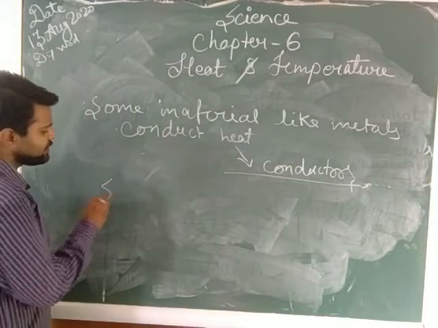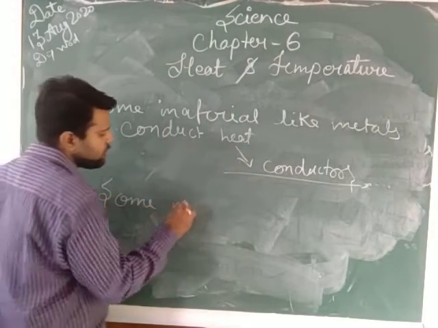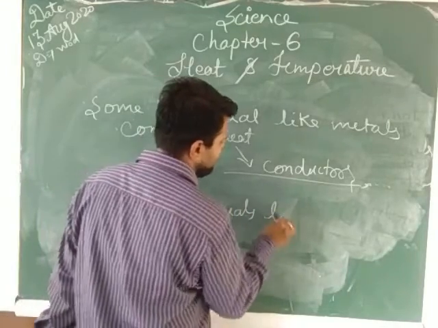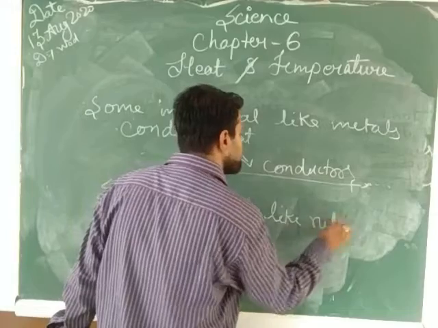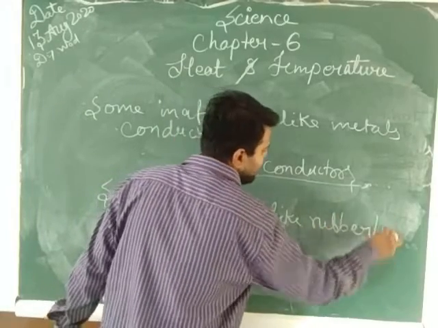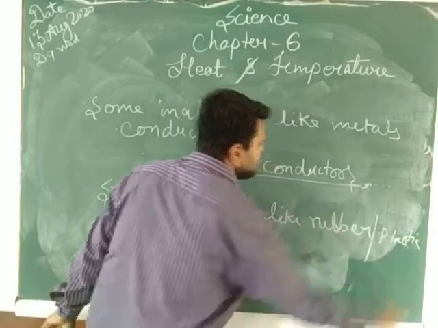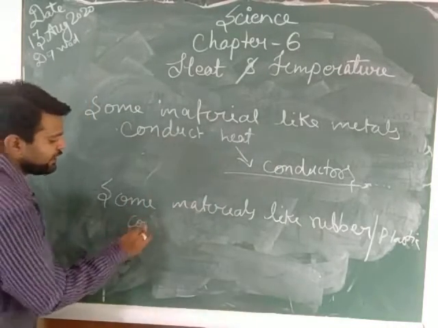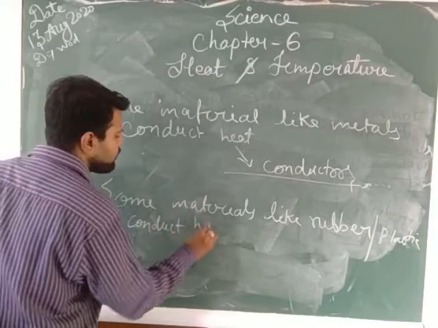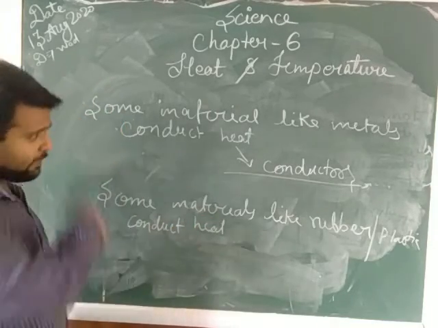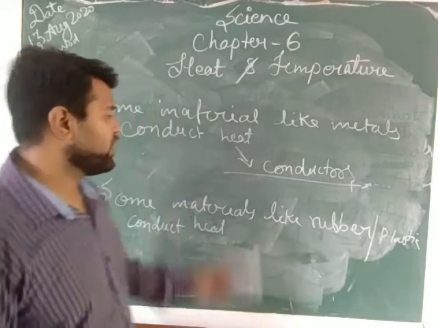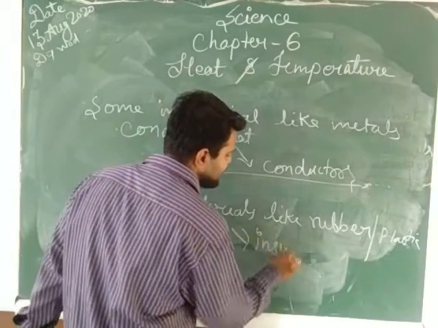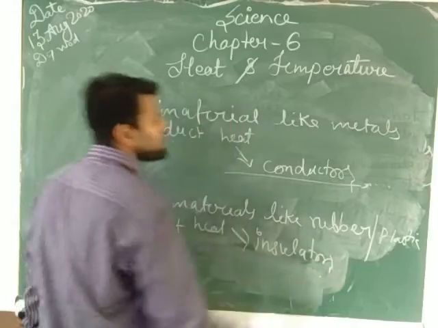While some materials do not conduct heat, like rubber or plastic. Some materials like rubber or plastic do not conduct heat. What are they called? You are well aware. They are called insulators.